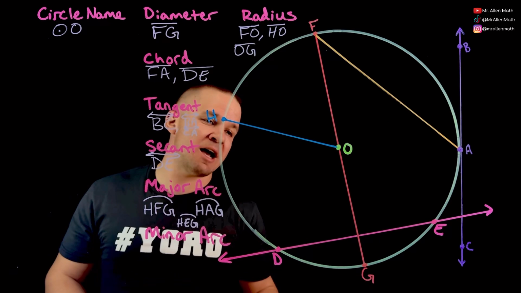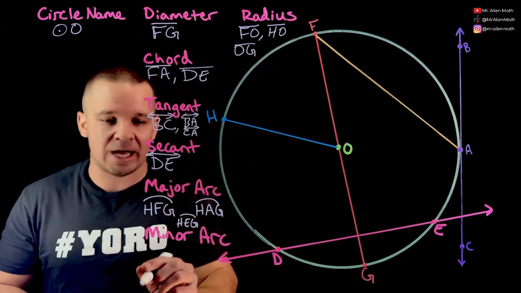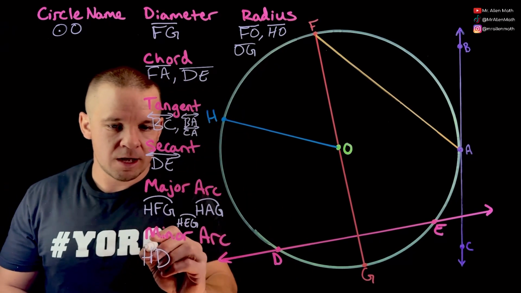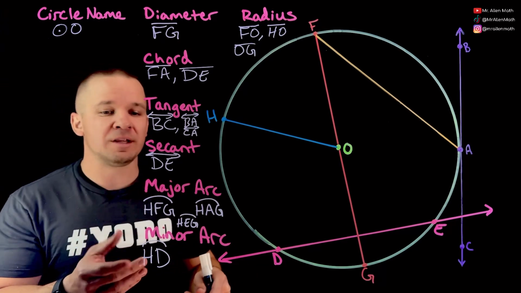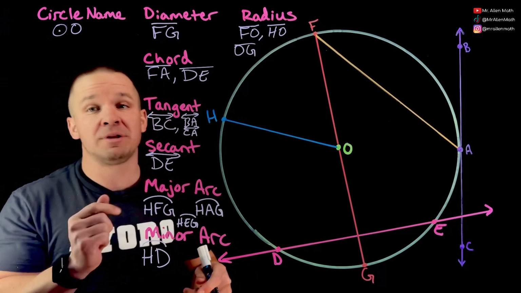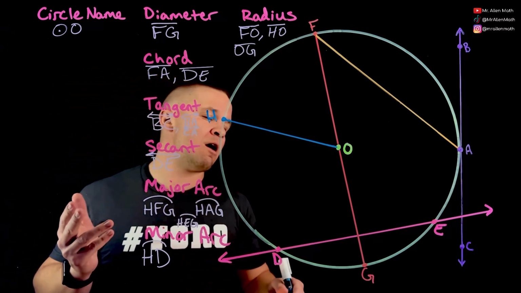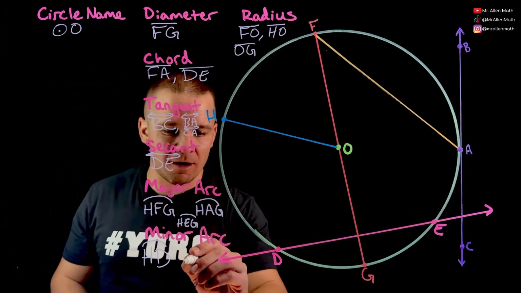Minor arc is less than halfway around, so I could just do HD, right? That would work. And notice how I'm putting an arc over them. It's not a segment mark or anything with arrows or anything like that. It is curved, okay? I'm not doing that on accident. Let's do one more here. How about AE? Would AE be a minor arc? Heck yeah, it would be.